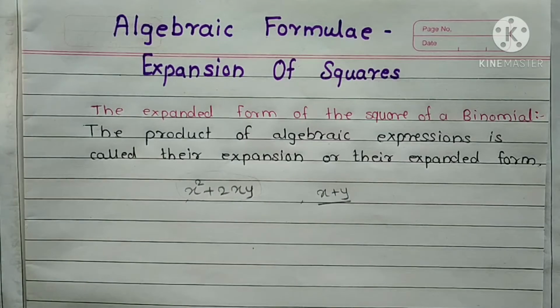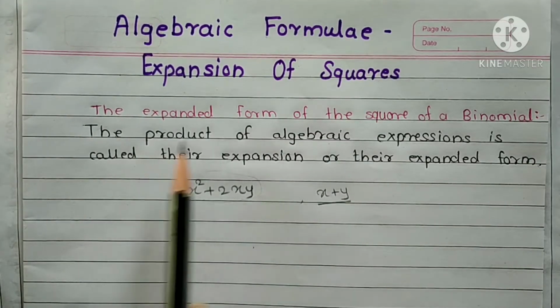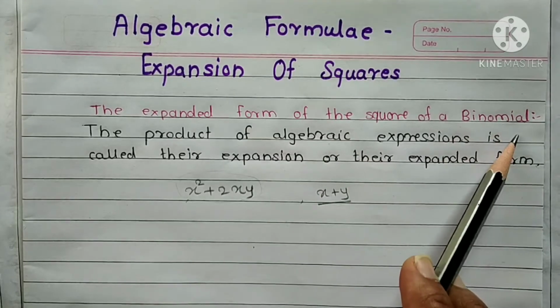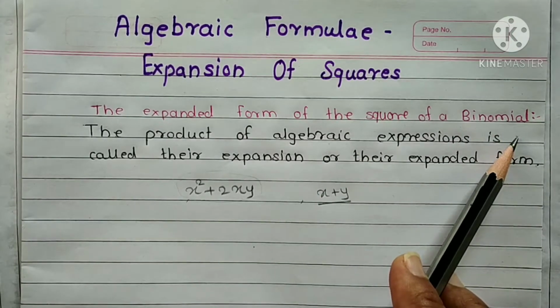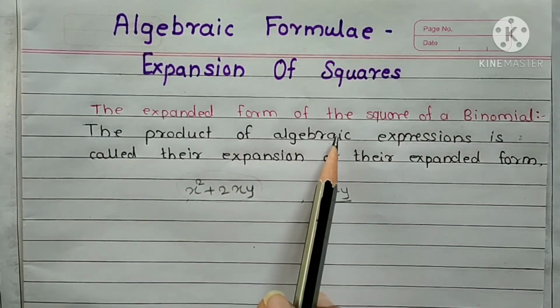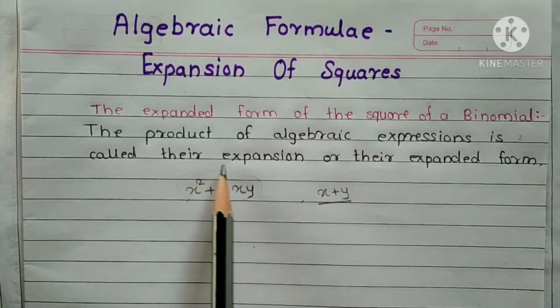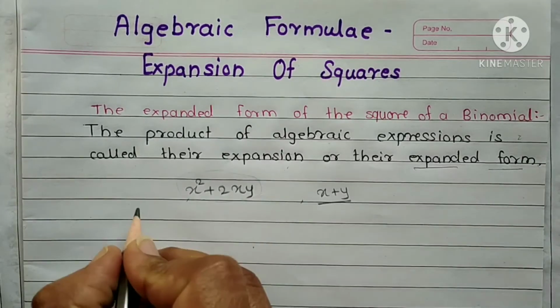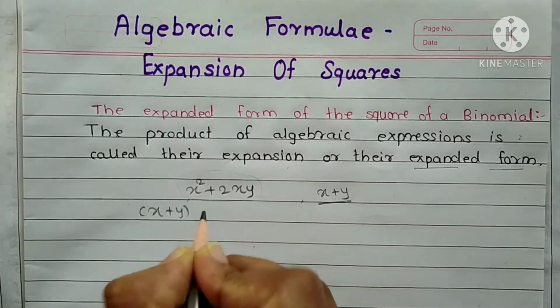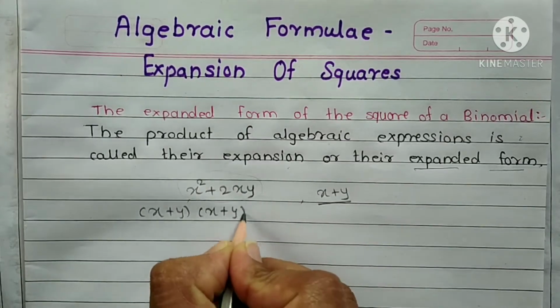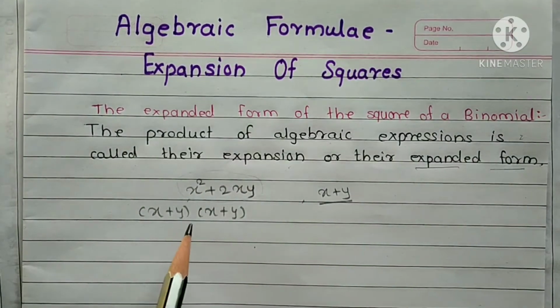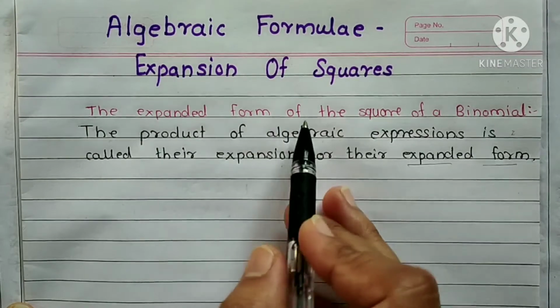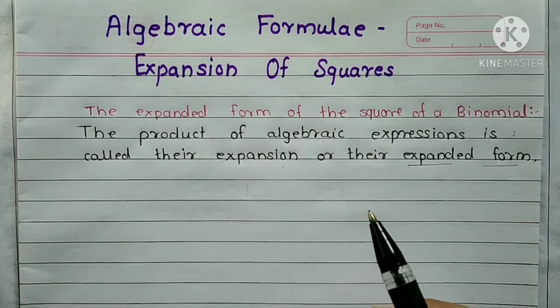Now, in this lesson, we learn the expanded form of the square of a binomial. First, see what expanded form means. The product of algebraic expressions is called their expansion or their expanded form. It means (x plus y) into (x plus y). The answer of this product gives the expanded form.